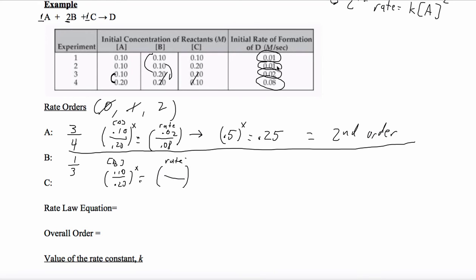So the rate goes from 0.01 to 0.02. So if we reduce that down, we have 0.5 to the X equals 0.5. So if we plug in a 0, that would be 1. So it's not 0 order. If we plug in a 1, that would be 0.5. So we know that this is first order. Okay?